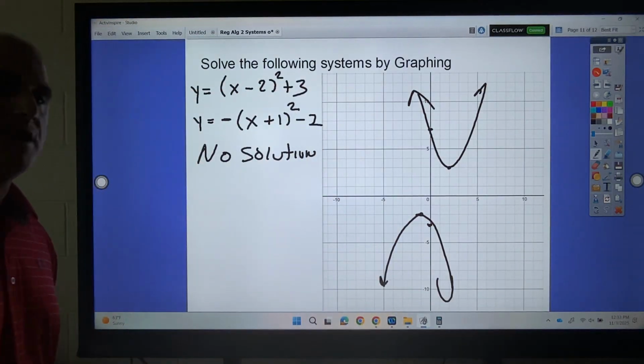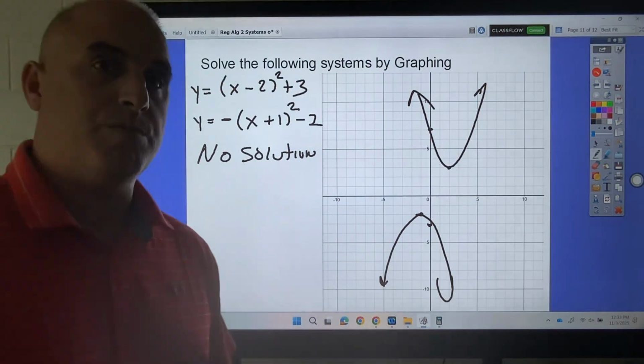Okay, so that is how you solve by graphing. You're basically finding the intersection points and then just making the graphs.